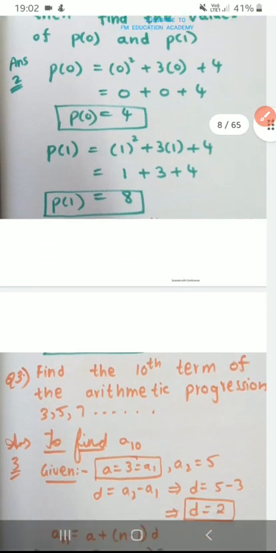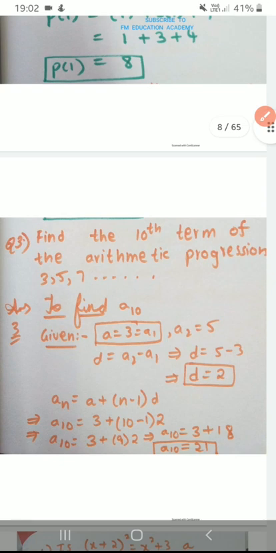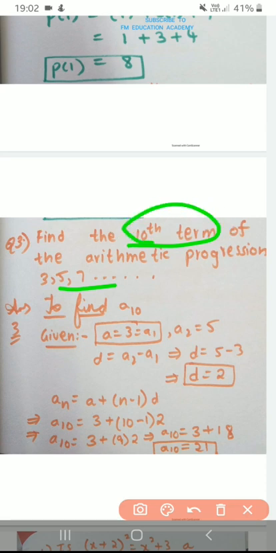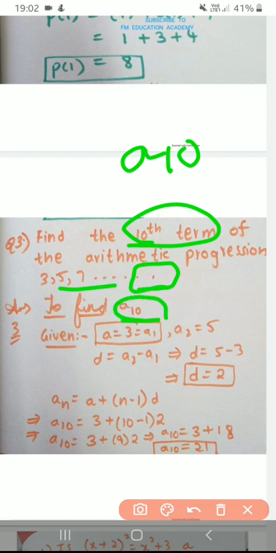Next, third question is, find the 10th term of the arithmetic progression 3, 5, 7. So 10th term of the AP means it is asking me to find out A10, because here the last term of the AP is also not given. So find out the 10th term means here number of terms n will be equal to 10. Remember this. And first term A1 is equals to A, that is nothing but 3. Second term A2 is equals to 5.